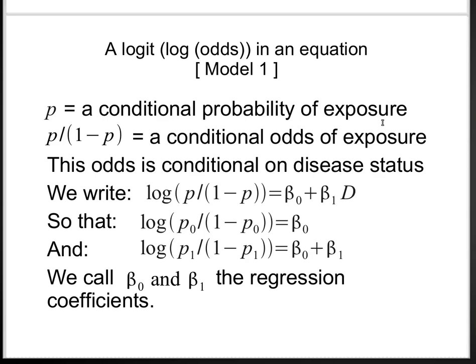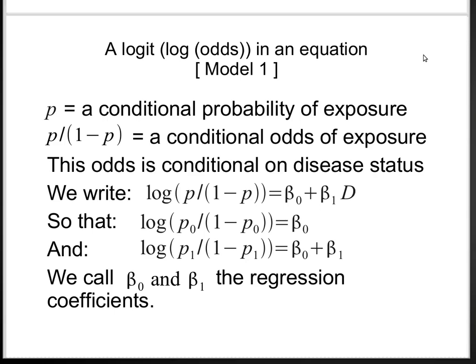Okay, so let's write an equation, almost the simplest possible, but for our purposes here, the simplest. That is that the log of the odds is beta naught plus beta 1d. You'll recall that d is either 0 or 1. It is 0 for those who are controls, and it is 1 for those who are cases. So we can see right away that this very simple equation specializes to the two cases.